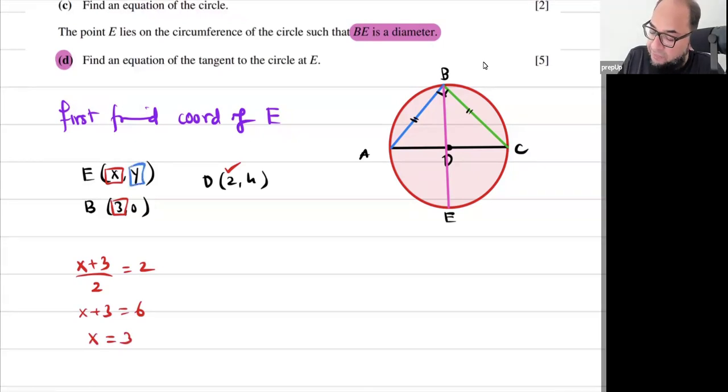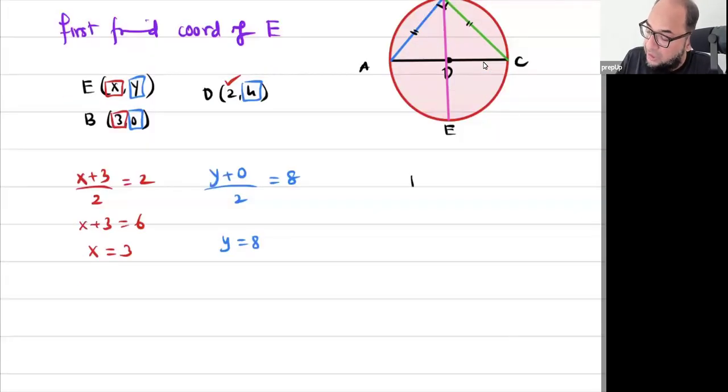Similarly, the average of y and 0, because of the concept of midpoint. So (y plus 0) divided by 2 equals 8. Therefore, y comes out to be 8. Therefore, the coordinate of E is (3, 8). Let's double check.